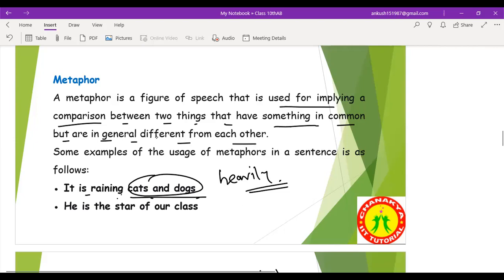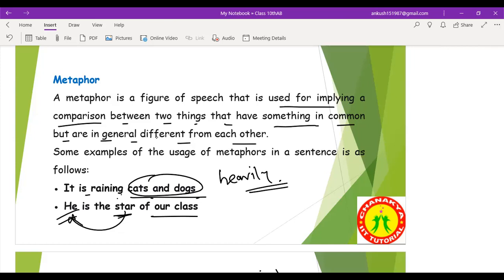Now, he is the star of our class. Can any person be a star, shining in the class all the time? No, but the quality of a star is given to the person. It means he is not like a star, but he is in fact the star, which is literally not possible. Whenever some quality is given to someone, that is when metaphor happens.